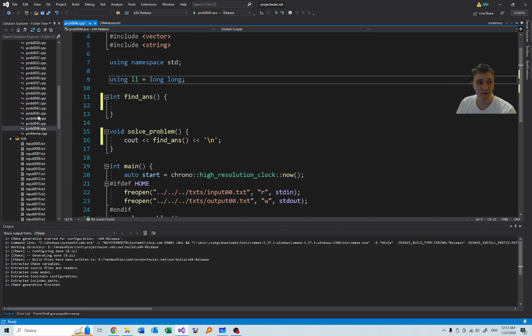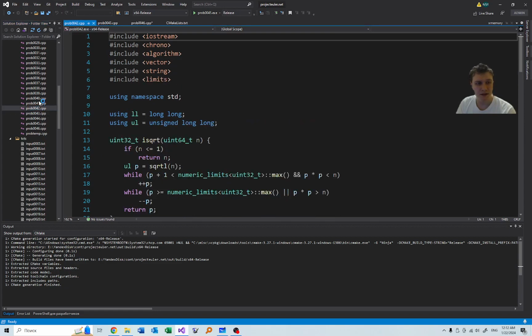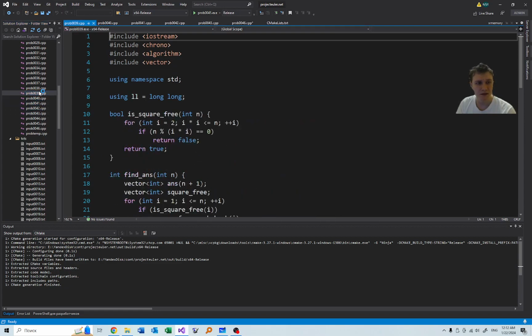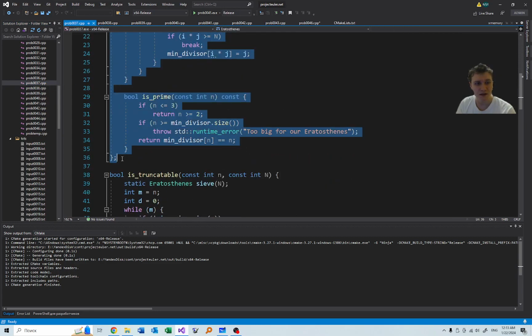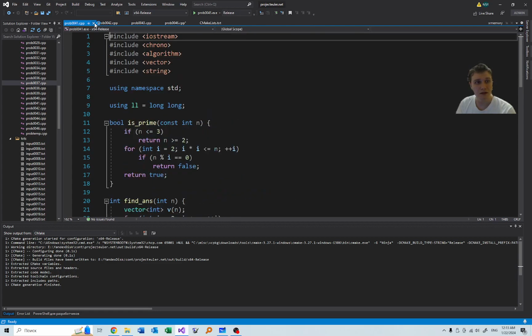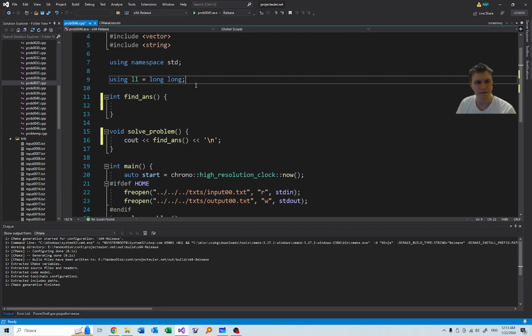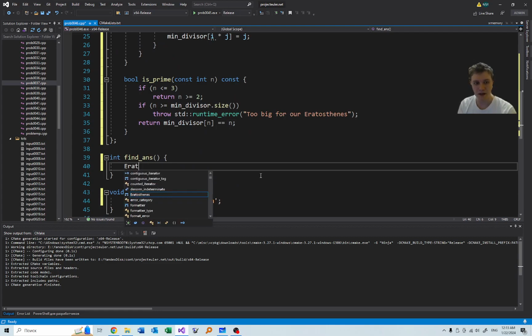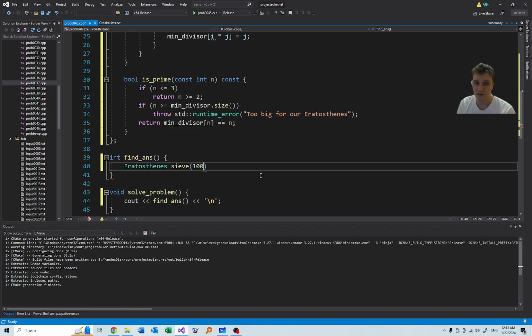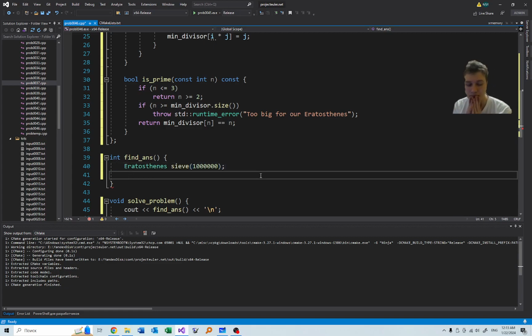Okay. First of all, let's find some Eratosthenes. It was at some moment today. Yes, here it is. Right. So we have Eratosthenes sieve of size, for example, 1 million. Then let's go.